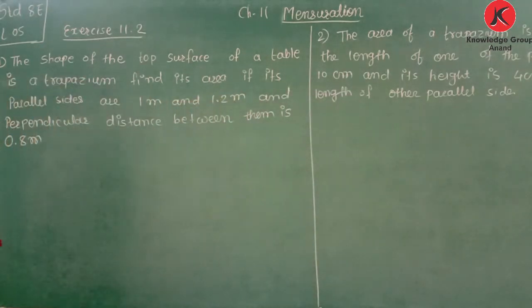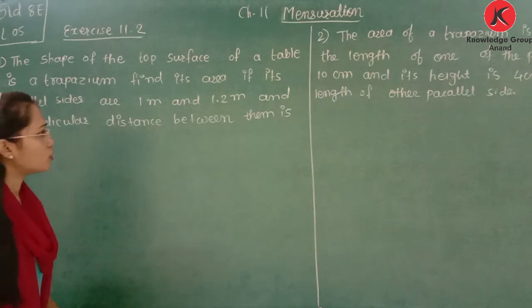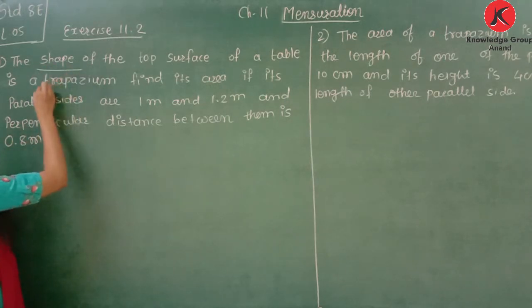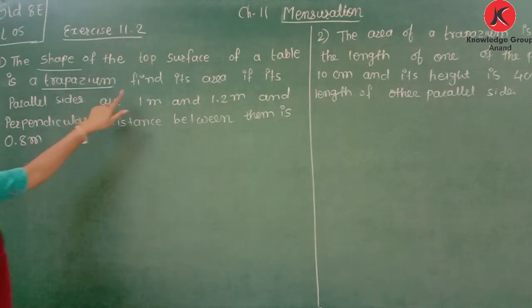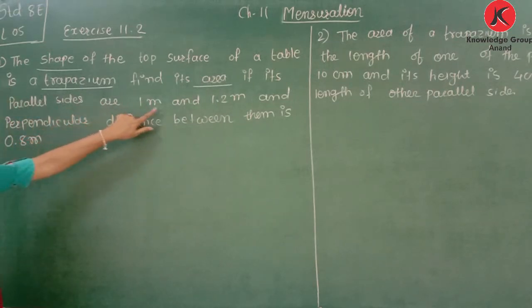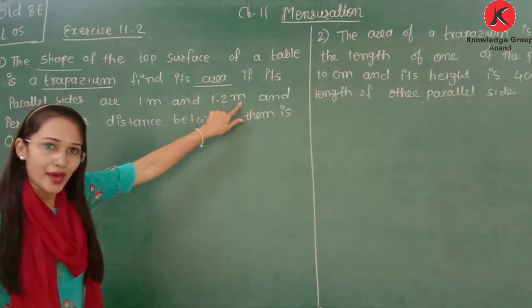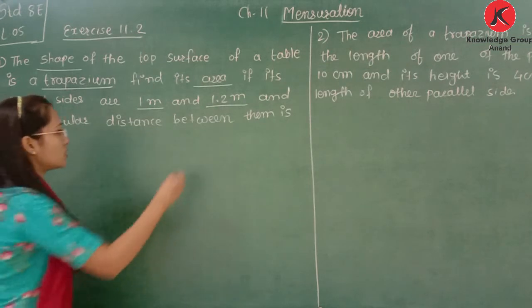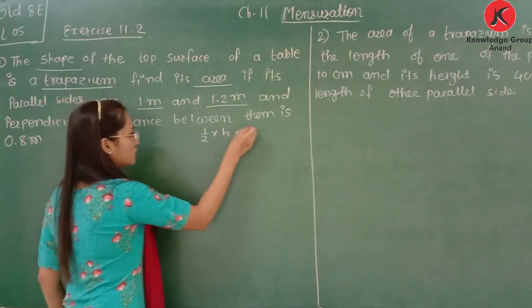Okay. So here the first question of 11.2 is: the shape of the top surface of a table is a trapezium. Find its area if its parallel sides are 1 meter and 1.2 meter and the perpendicular distance between them is 0.8 meter. So again, what is the question here? The shape of the tabletop is trapezium. What we need to find? Find the area. Parallel side measurements are 1 meter and 1.2 meter. So in a trapezium, what is the equation? It is 1 by 2 multiply height multiply a plus b.